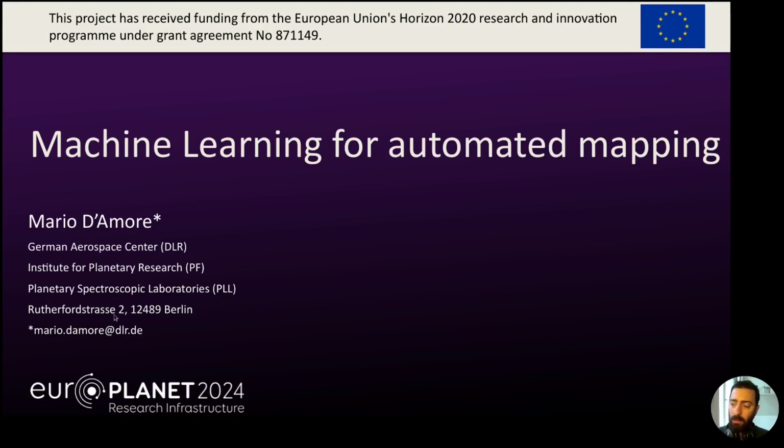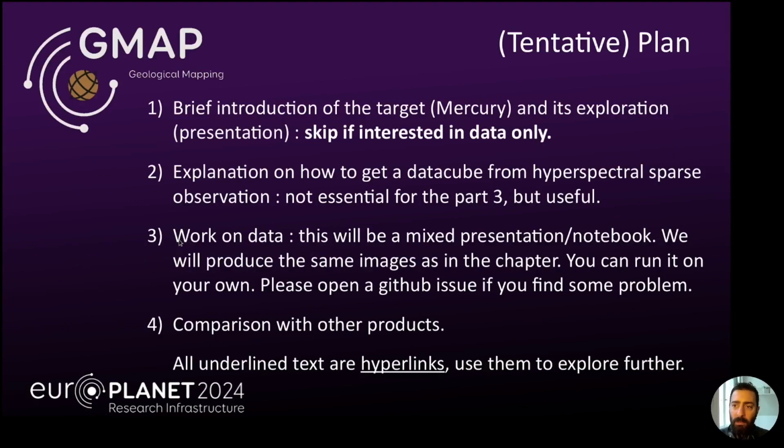The aim of this talk is to show you what automated mapping using machine learning is, using a science case that is meaningful. I will try to give you a hint on how to apply those tools to the science case or science goal that you have in mind. This is my tentative plan. I will introduce you briefly to the scientific target of this talk.